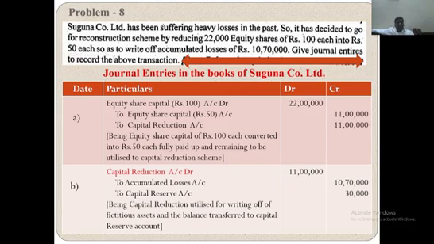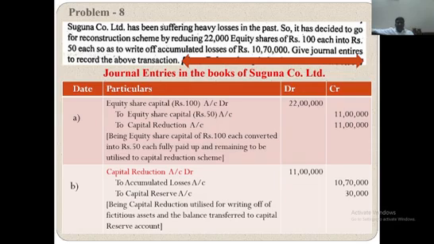The capital reduction can be adjusted against accumulated losses. How much do we need for capital reduction? How much do we want? So 50% only. 50% of how much? 10 lakh 70,000, 11 lakh only. We need 11 lakh. Listen, dear students. Suguna Company Limited has been suffering heavy losses in the past.